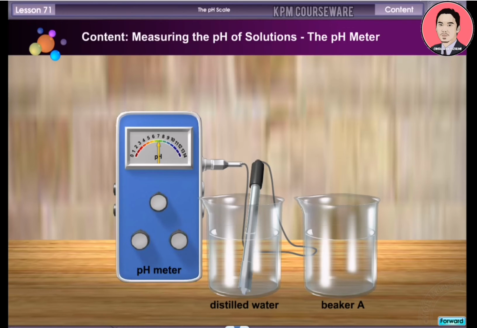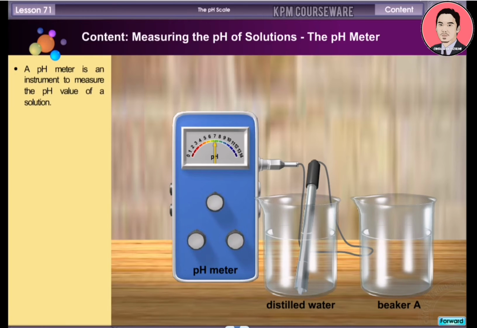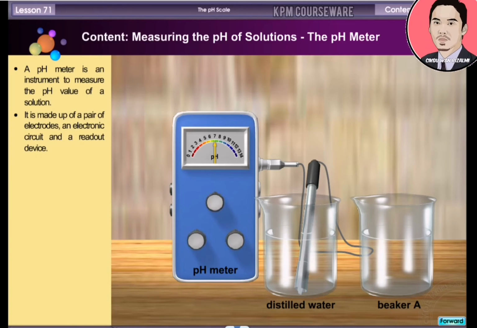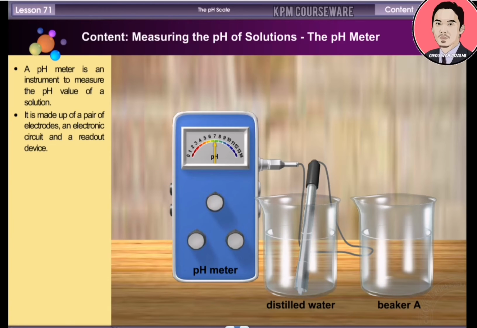We have learned what pH values can be used for, but how do we actually measure the pH of a solution? We can measure the pH of a solution using an instrument called a pH meter. A pH meter is essentially made up of a pair of electrodes, an electronic circuit, and a readout device. Click the electrodes of the pH meter. Note the pH value obtained when it is placed in beaker A.